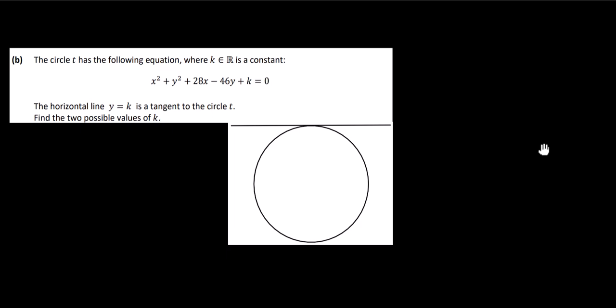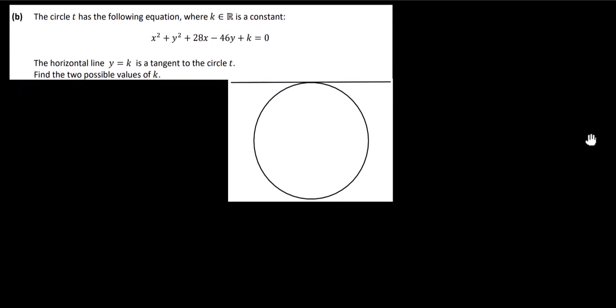Okay, next question. The circle T has the following equation, where k is real and is a constant: x² + y² + 28x − 46y + k = 0. The horizontal line y = k is a tangent to the circle T. Find two possible values for k. Okay, so I've drawn a circle here and a tangent up along here. The equation of our tangent is y = k. There can be another tangent down at the bottom here, but I've just drawn one in here for the moment.